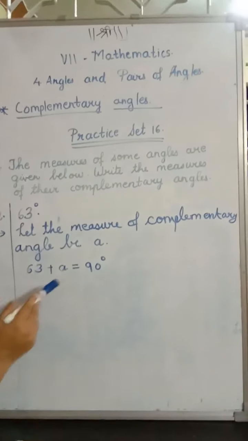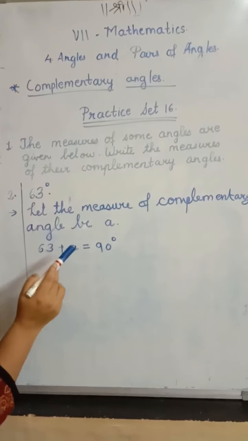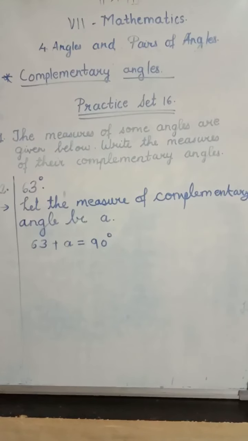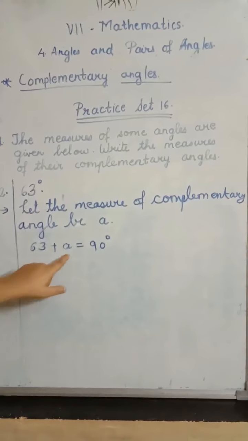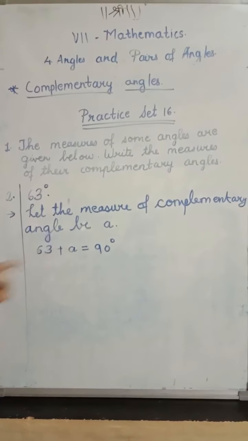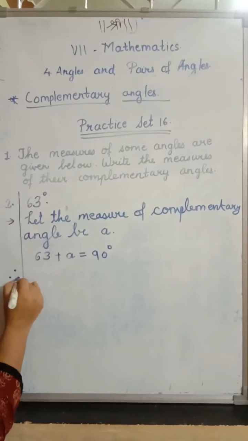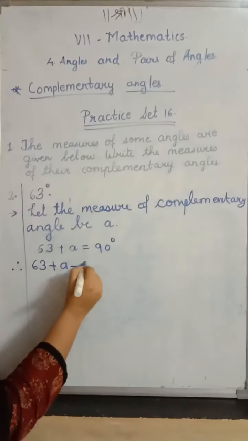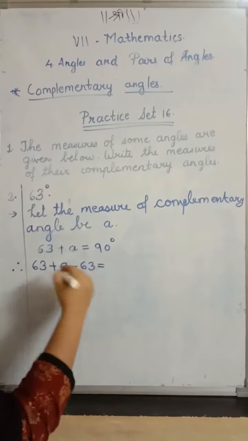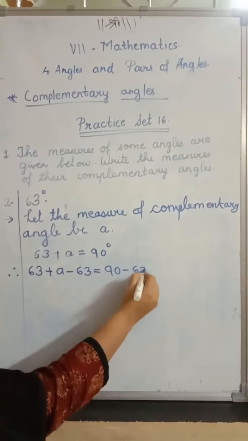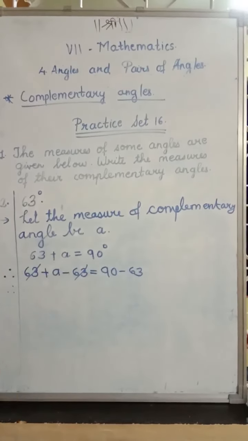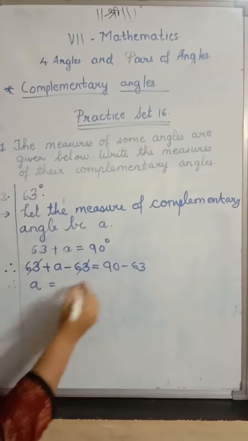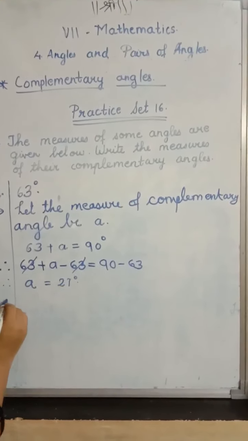Now what is the alphabet? A. Yes, we have assumed a. With a, what are we having? Positive 63. If you want to remove it, we have to find this value, no? So the opposite of positive 63 is negative 63. So before that we will write 63 plus a as it is. The opposite is negative 63. On both sides we will give it, that is 90 minus 63. Therefore it will surely be 0. What remains at LHS? Only a. 90 minus 63 is 27 degrees.